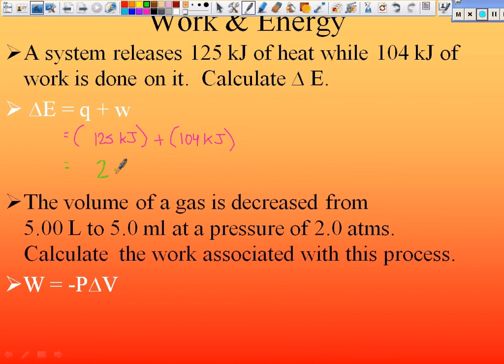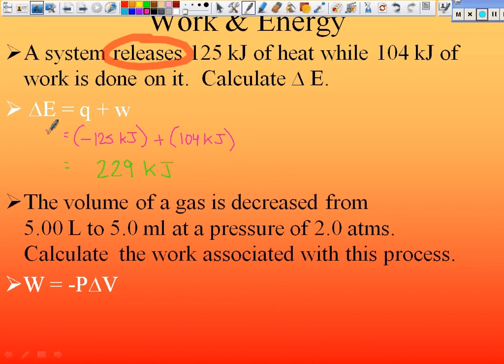But here is the part of why you're wrong. Very, very good. The key part about this chapter, and this is why this chapter is hard, is because of this word right here. You read right through it. As soon as you see the word releases, what changes about this? What turns negative? 125 turns negative. So is 229 right? No.